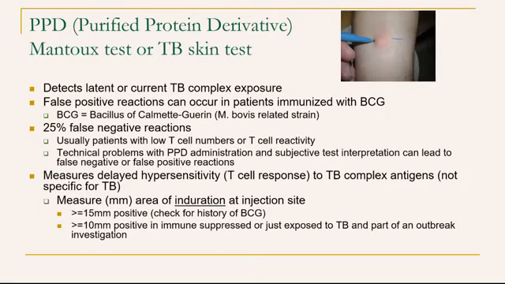For decades, we've used the Purified Protein Derivative, or PPD, Mantoux test or TB skin test to detect latent or current TB complex exposure. We must remember when using a PPD, you can have false positive reactions in patients that have been previously immunized with BCG. BCG, of course, is Bacillus Calmette-Guerin, which is an M. bovis-related strain. You can also have false negative reactions, usually about 25%.